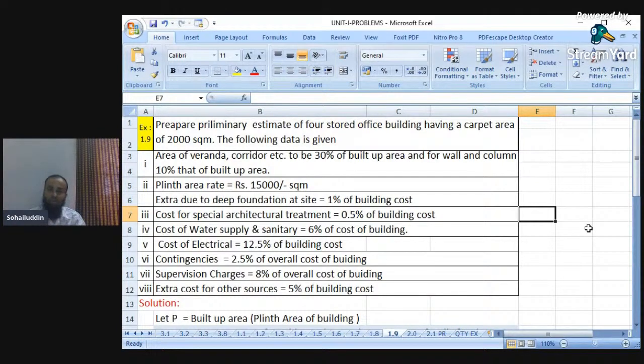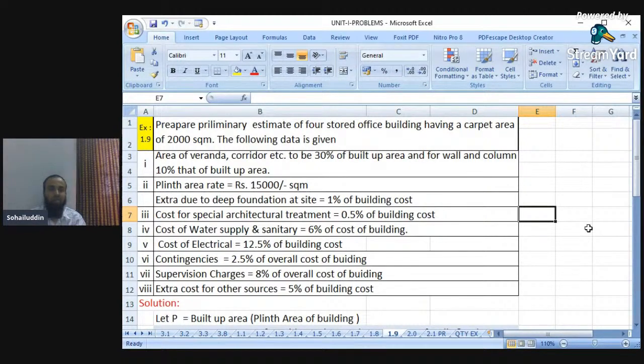Now this problem is very important. Why? Because in this again it is the same. The next problem is somewhat different, but this problem is again the same. So prepare a preliminary estimate of a 4-storied office building having a carpet area. Now the total carpet area is given as 2,000 square meters.